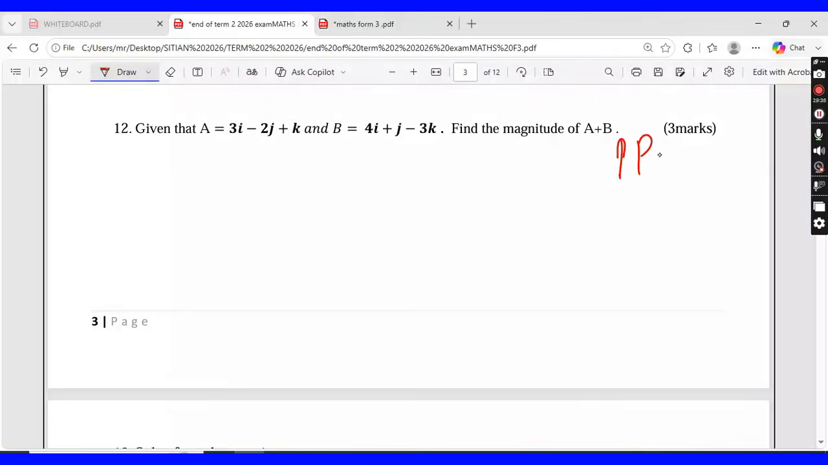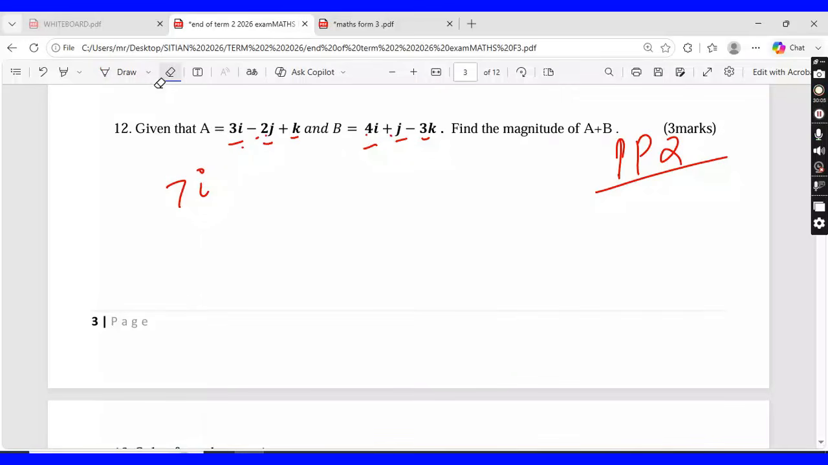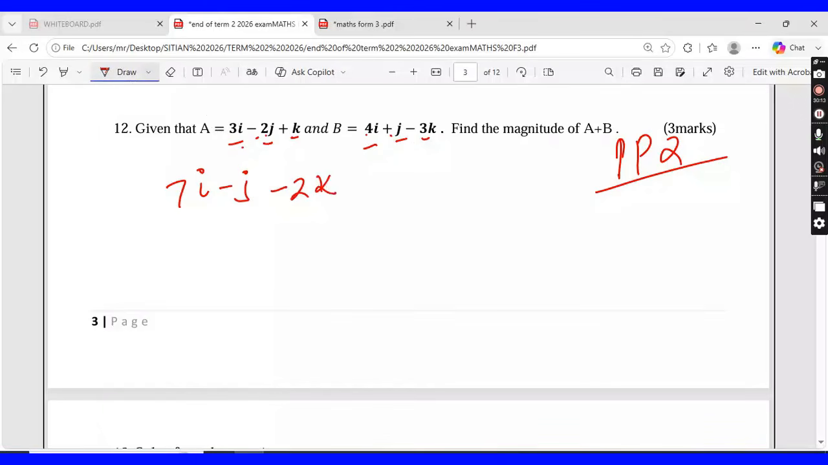This is paper 2, because this is Form 3 work. Given that A is this and B is this, find the magnitude of A plus B. You need to know how to add, because this is the unit vector. So 3i plus 4i, you get 7i. Negative 2j plus j, you find it is negative j. Then k plus minus 3, you get minus 2k. So that's what you get.